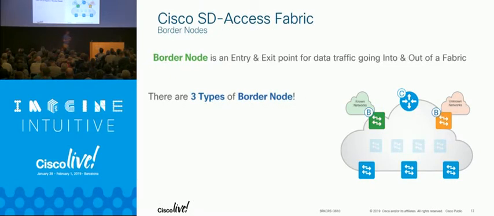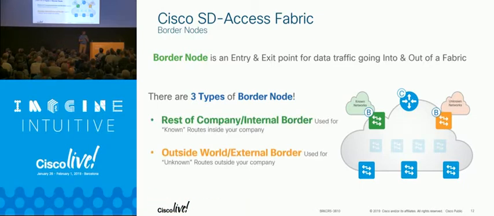Border node. There are 3 types of border nodes in the fabric. One is an internal border, aka rest of the company border. Has anyone played around the DNA Center UI in the room?